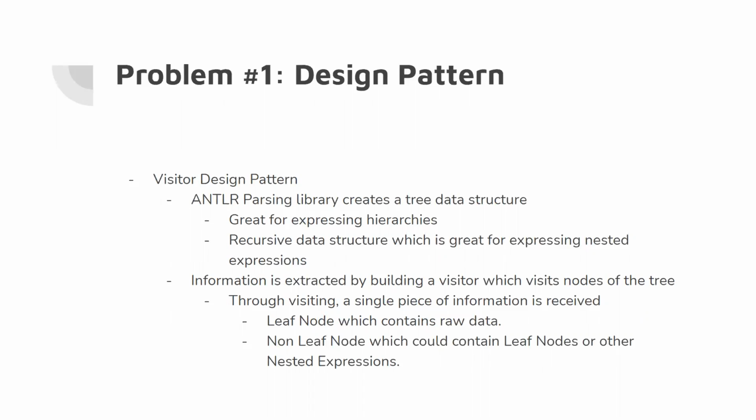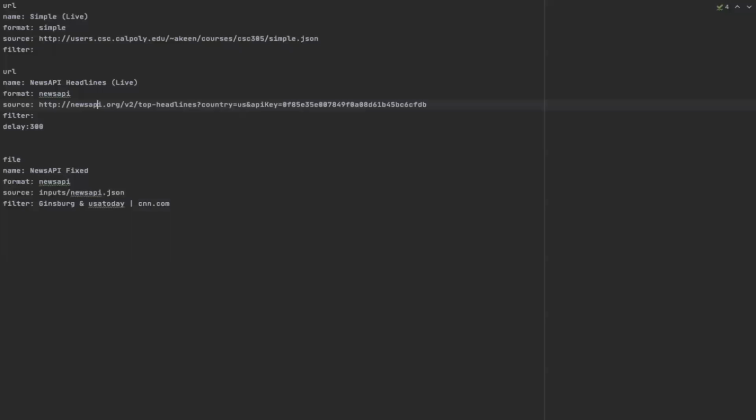When an instance visits certain nodes of the tree, it could either visit a leaf node, which contains raw data. This raw data could be in the form of strings or integers or any other kind of information, really. Or it could visit a non-leaf node, which could contain information such as other leaf nodes or other nested expressions, which would later have to be traversed down. So let me show you how the config file is built.